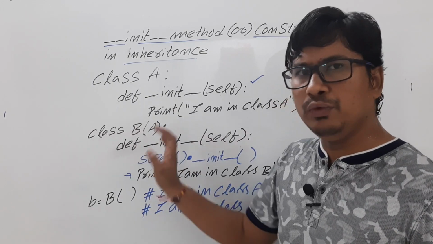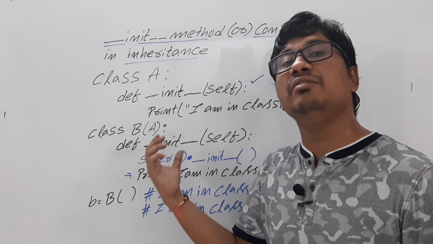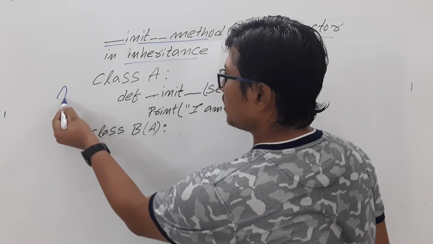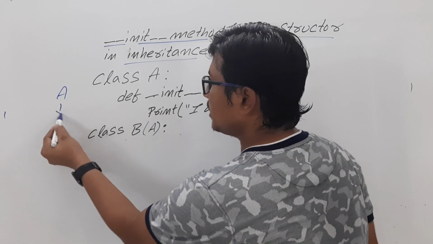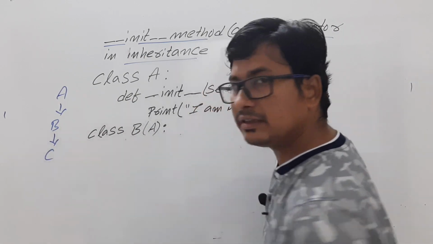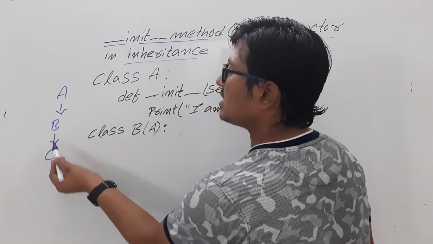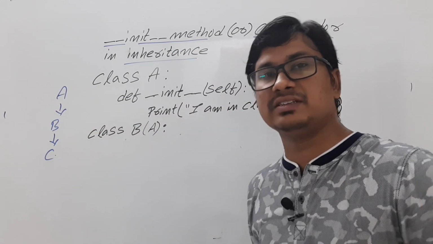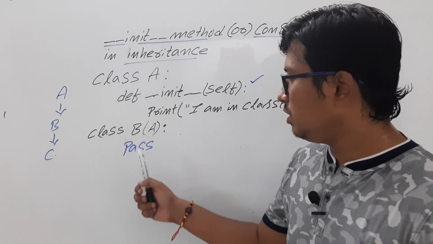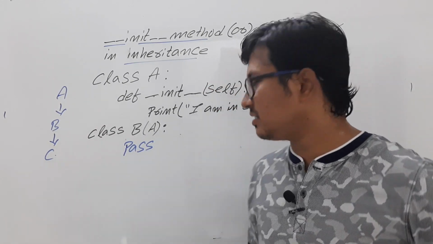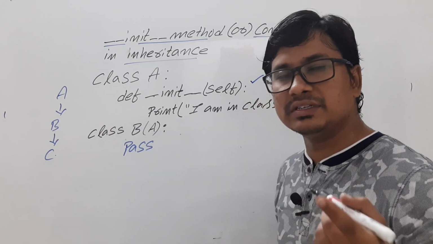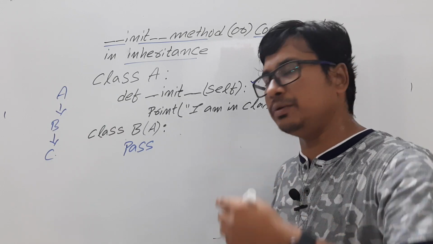Now let me discuss how it will work in multi-level inheritance. Let's take that you have a class A. Class B inherits the properties of class A, and you also have a class C which inherits the properties of class B. So obviously class C will get the properties of both class A and class B. Suppose class B does not have any statements. If you don't want to get any errors, you should write a statement called pass. I think you know the purpose of pass. I have discussed it in a video called break, continue and pass.